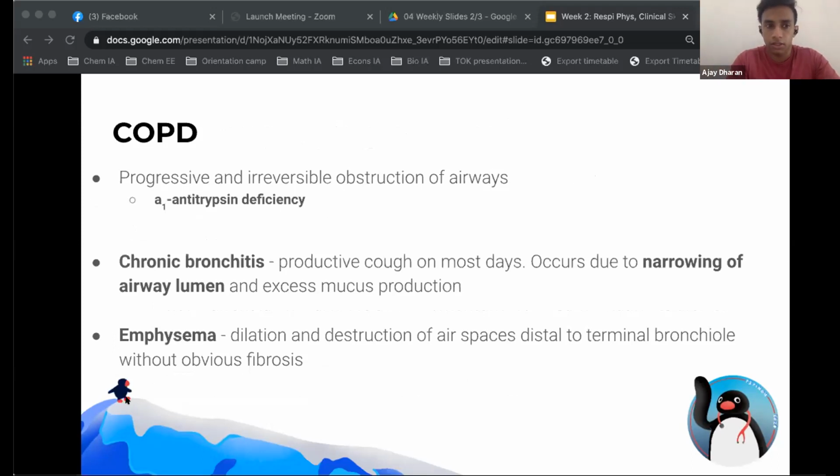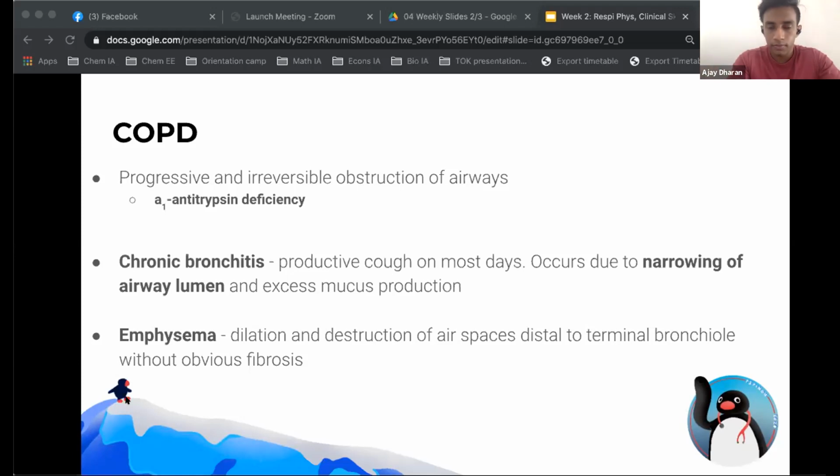So what is the pathophysiology of COPD in the first place? It's basically a progressive and irreversible obstruction of your airways. It can lie in a spectrum ranging from chronic bronchitis all the way to emphysema. These are two separate conditions, but they lie within COPD. Basically, in a simple sense, COPD occurs because you have this thing called alpha-1 antitrypsin deficiency.